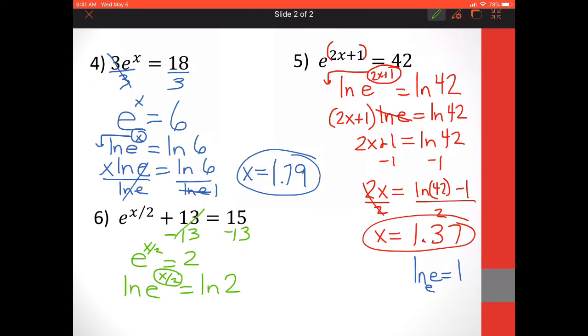Then I take my exponent and put it in front. That's my property. So x over 2 times the natural log of e equals natural log of 2. And natural log of e is just 1, so I don't need to divide by it or anything. I'm just going to cross it out. And to solve for x, I got to get rid of that dividing by 2 part. So the opposite of dividing by 2 is multiplying by 2. So x equals whatever the natural log of 2 times 2 is. Now be careful because it's not 2 times 2 is 4 and take the natural log of that. You do the natural log of 2, get that answer, and then multiply by 2.